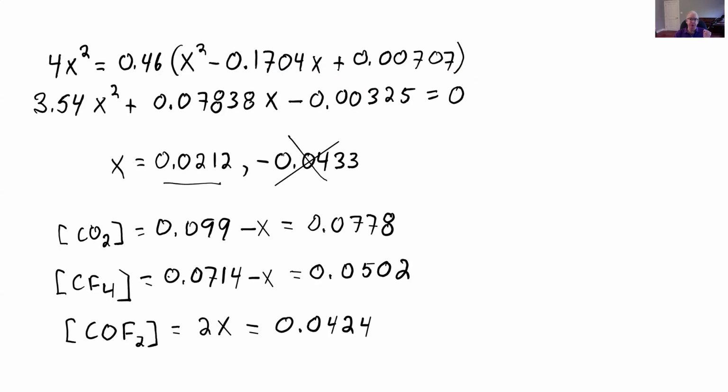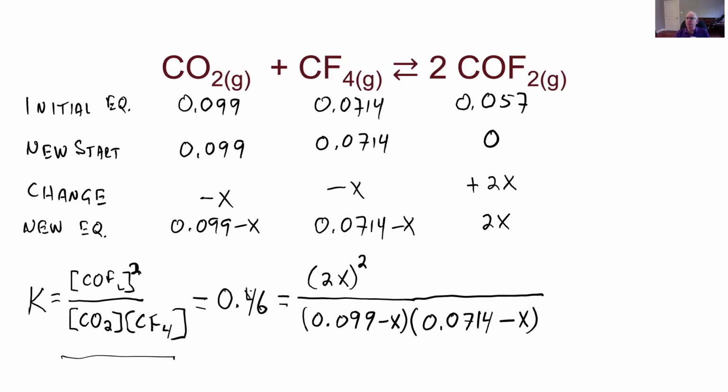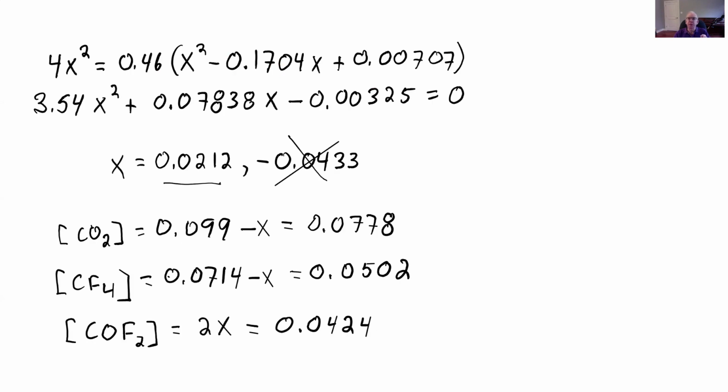I ended up with a concentration of 0.0424 rather than the 0.057 that I had in the first equilibrium. I can't get back to as much because if I made that amount of COF2, I wouldn't have the same amounts of the reactants left, the CO2 and the CF4, right? And so it finds its way to the new equilibrium. If I had put more COF2 in, it would have said, there's too much of that now. It would have gotten rid of some of it and moved it to the left-hand side. Okay, so that's how we handle LeChatelier's principle in the case that we're changing the amounts of stuff.